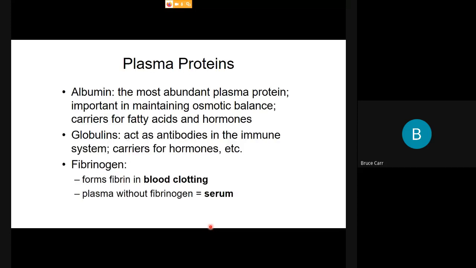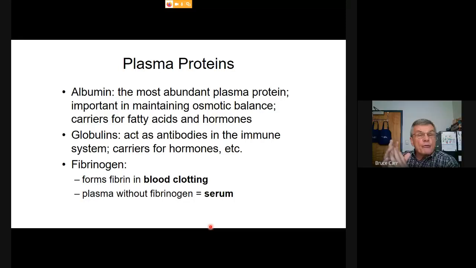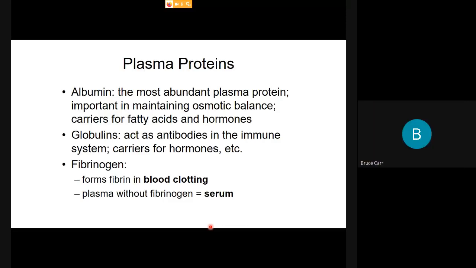Finally, fibrinogen is a plasma protein. It forms fibrin during blood clotting, so the soluble form is fibrinogen. And when we have a damaged area and damaged chemicals present, it is converted into fibrin. Plasma without fibrinogen is called serum.